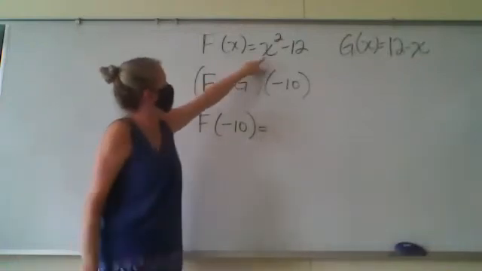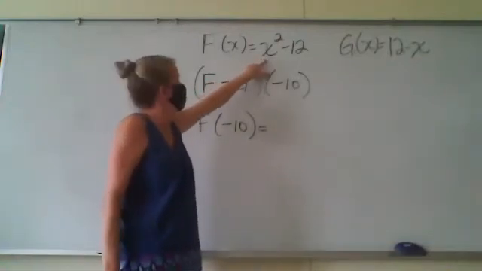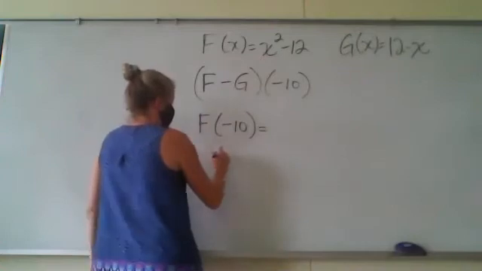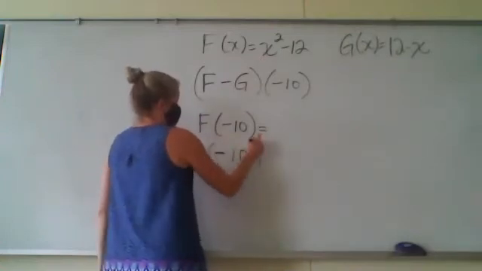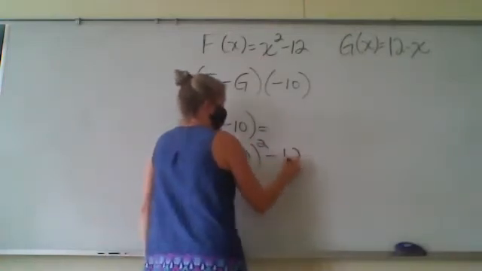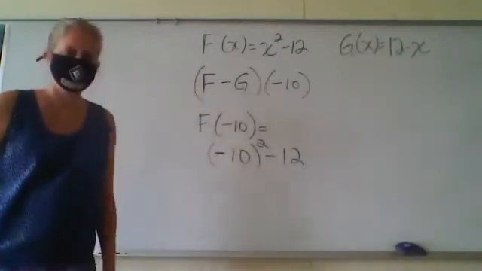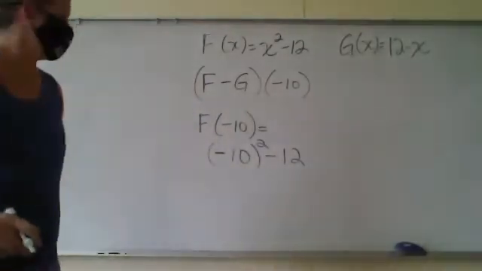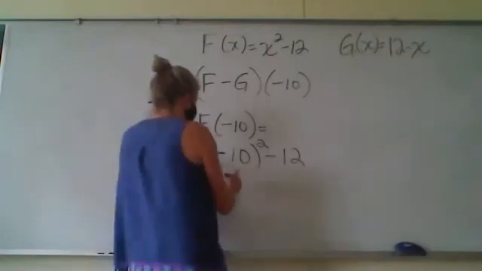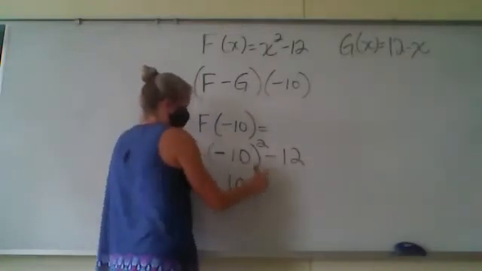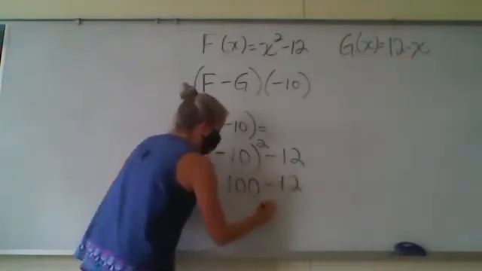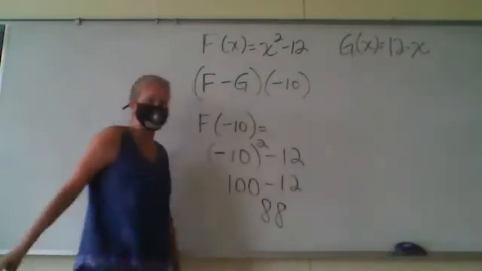So I'll go to my f function. Replace the x with negative 10, so I'll have negative 10 squared minus 12. So negative 10 squared is positive 100. Bring down the minus 12 to get 88.